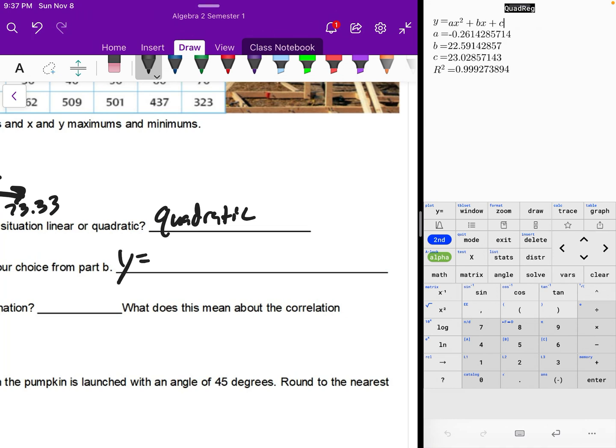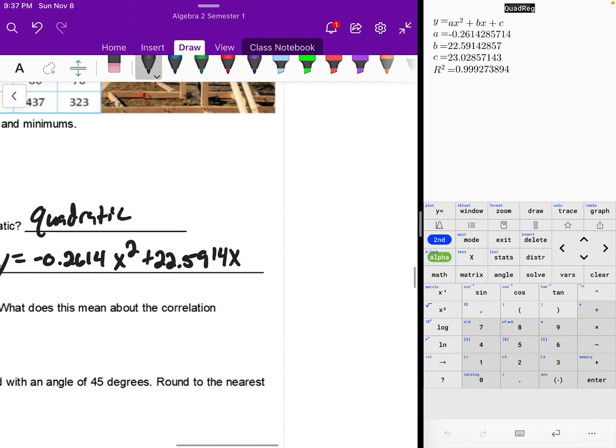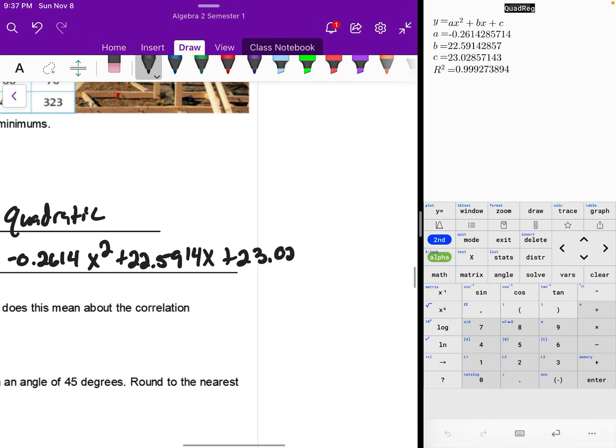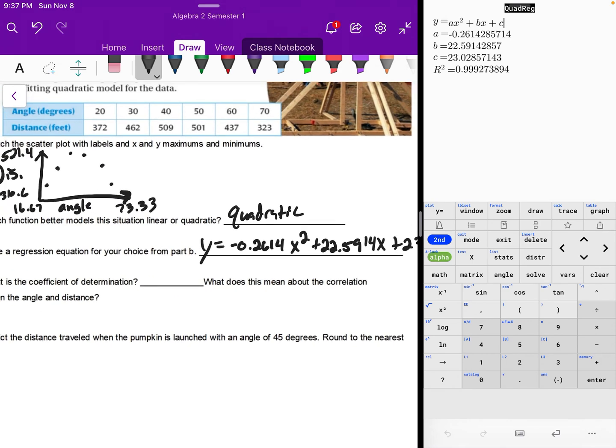And we get y is equal to, our a value was negative 0.2614 x squared, plus 22.5914x plus 23.0286. So there's our quadratic regression. The coefficient of determination, that's our r squared value, is 0.9993. Anything between 0.9 and 1 was always a strong fit, so that's what this is. If it was between 0.8 and 0.9, that was a good fit. Anything below 0.8 is where we had our weak fit.